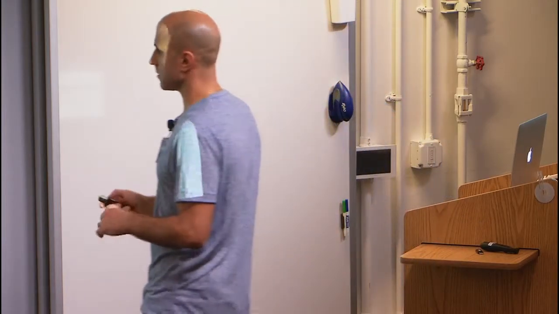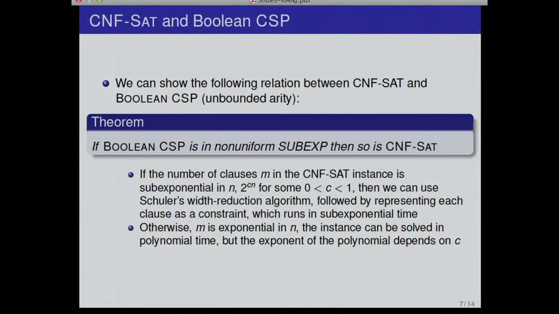However, if the number of clauses is exponential, then you cannot afford doing that. But in this case, if you use the brute force algorithm, because the instance size is exponential in n, the brute force algorithm runs in polynomial time in the instance size. However, the exponent of that polynomial depends on the epsilon that you're trying to achieve. So for every epsilon you get a different polynomial, and hence this is the non-uniformity in this reduction. This is what we could show in this case.